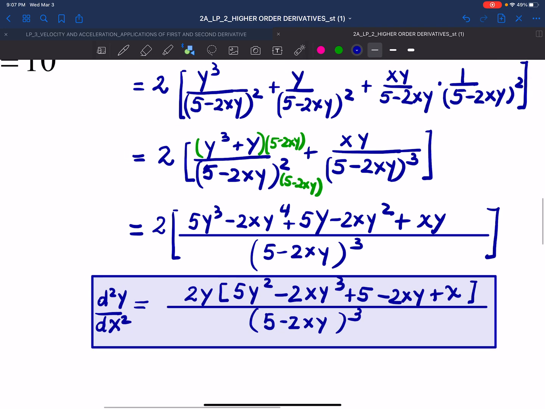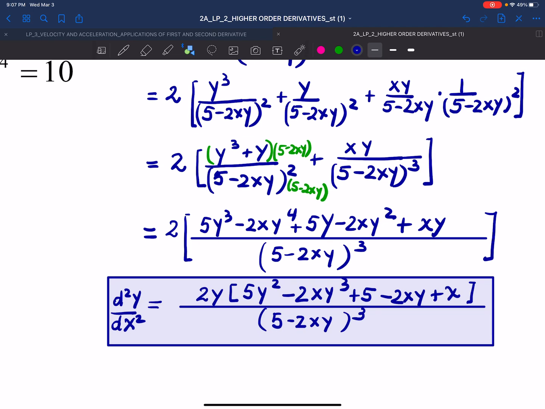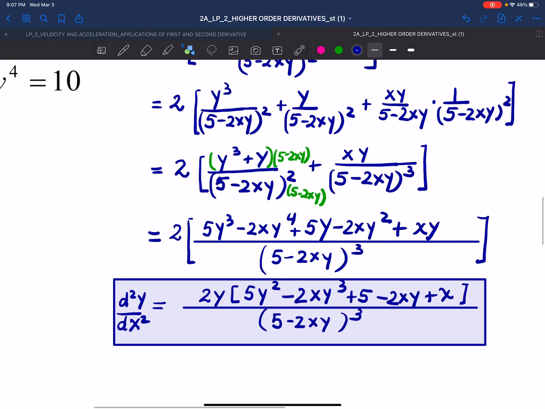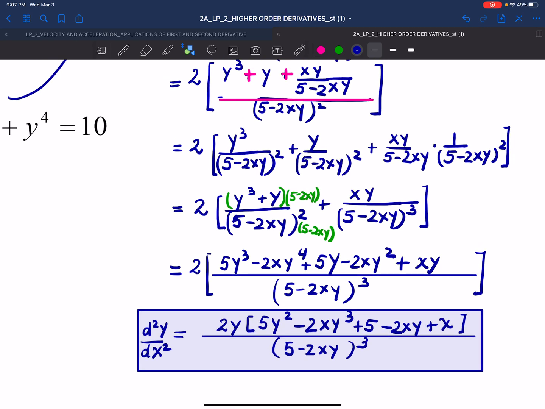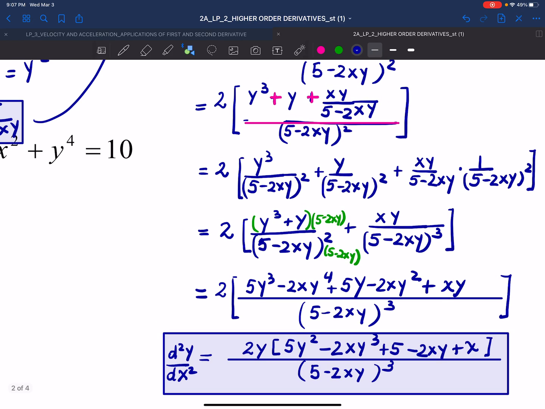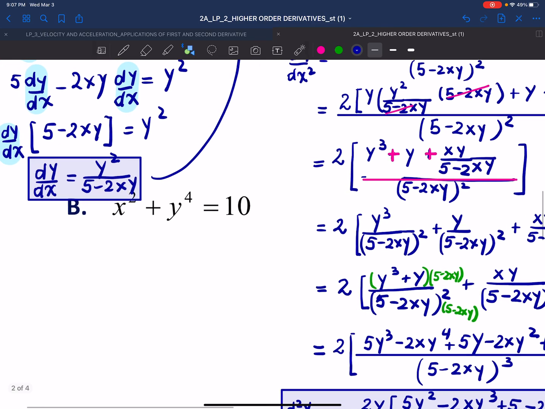All right. So this is probably one of the more difficult and more complicated or algebra-heavy derivatives or high-order derivatives that you can encounter or deal with in grade 12 calculus.